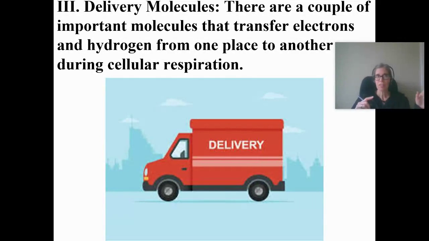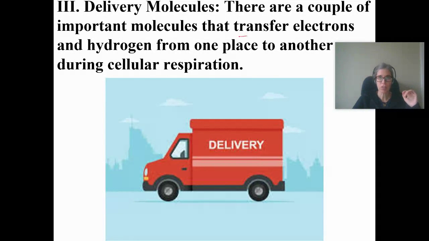So in our last video, we talked about redox reactions, oxidation and reduction, where one molecule gives up its electrons to another molecule. The molecule getting the electrons becomes more negative, it's reduced. The one giving up electrons is called oxidized. So that happens a lot in cellular respiration where electrons are moved from one place to another.